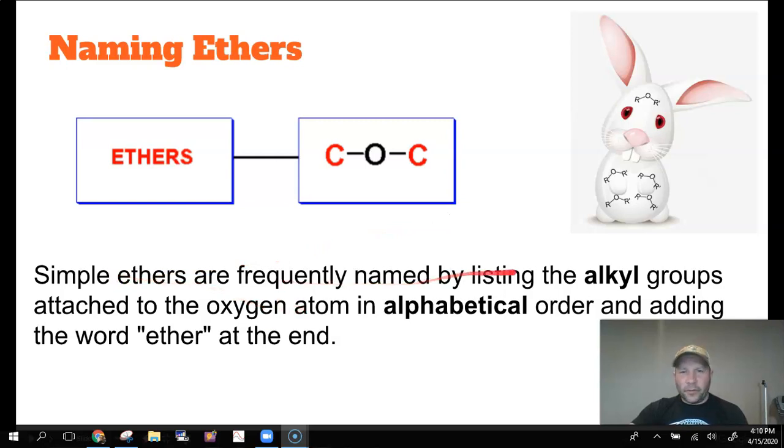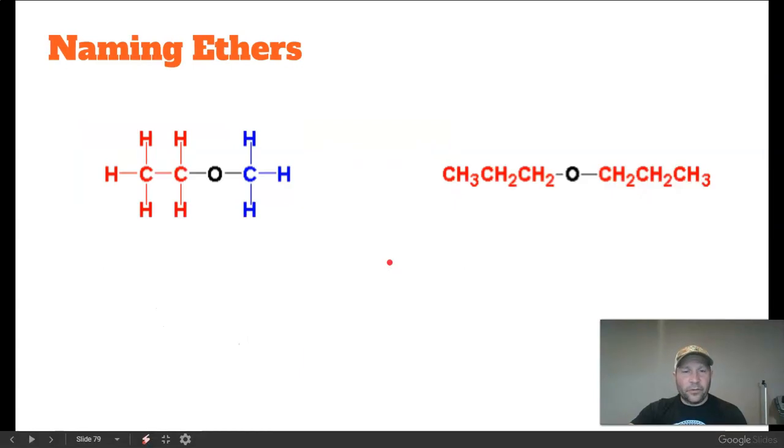So they are frequently named by listing the alkyl groups, that's the methyl, ethyl, that kind of stuff, attached to the oxygen atom in alphabetical order and adding the word ether at the end. So put them in alphabetical order and just write ether at the end. And they're different, separate words, okay?